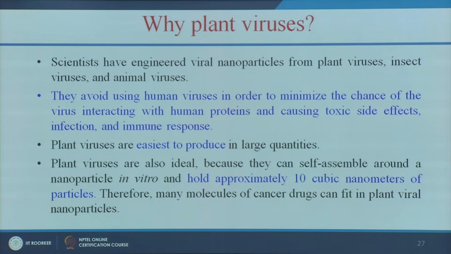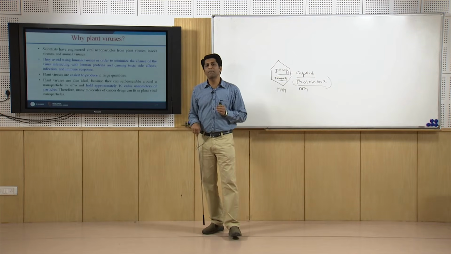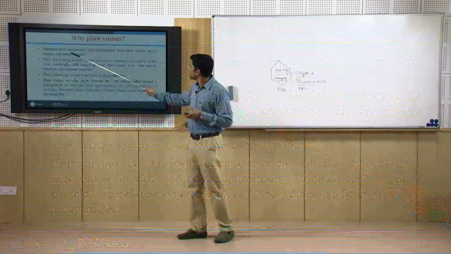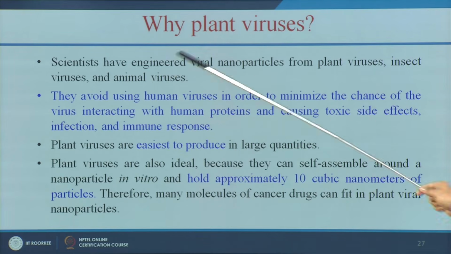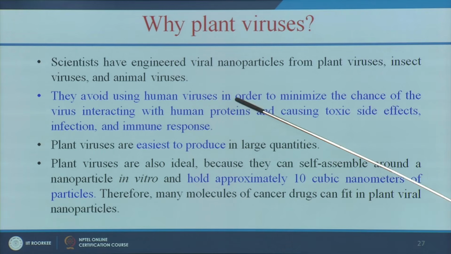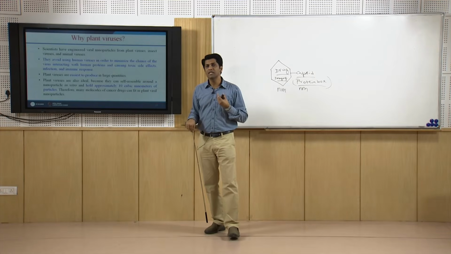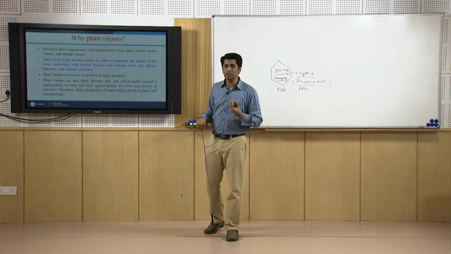And in this case, viral nanotechnology, we are going to use only the plant virus, we are not going to use the animal virus. So why do we have to use plant virus? Scientists have engineered viral nanoparticles from plant virus, insect virus, and animal virus, but they avoid the human virus, because when you use the human virus it will induce immune response or any kind of toxic side effects. So in order to minimize those chances of virus interacting with the human proteins, they are using the plant virus. And another important thing is, if you want to make the animal virus, you have to use the animal cells. Again the cost of the virus will be high, as well as in some cases you have to sacrifice the animal to isolate the virus.